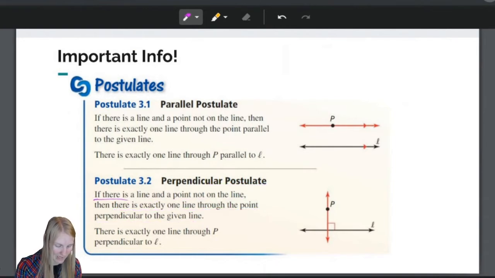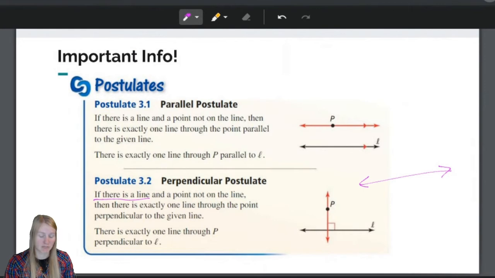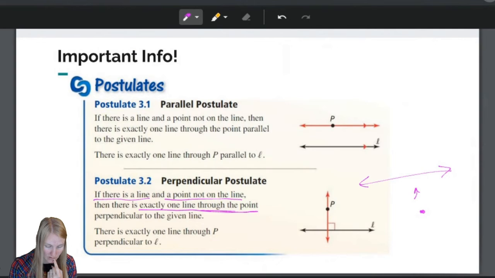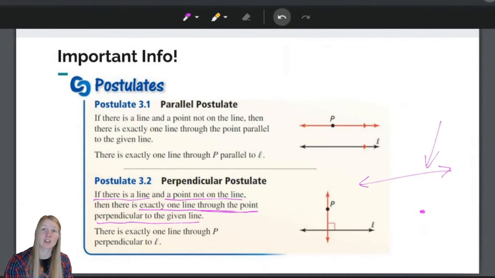If there is a line, here's our line, and a point not on the line. There you go. There's a point not on this line. Then there is exactly one line through the point. So through this point, there is exactly one line through the point perpendicular to the given line. So if I want the line through this point to be perpendicular to this line, there's only one of them.